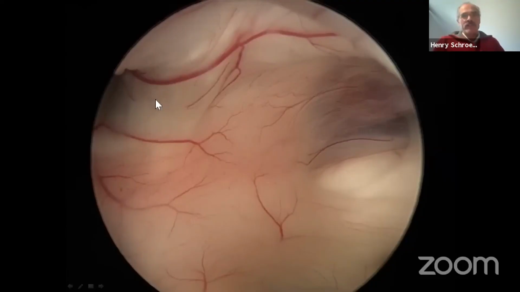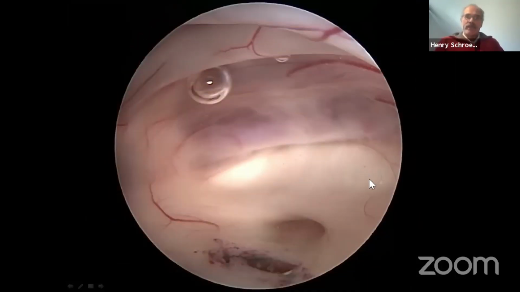contralateral fornix. This is the foramen of Monro on the contralateral side. And this structure here is the anterior commissure, and this is the ipsilateral fornix. So ipsilateral fornix, anterior commissure, lamina terminalis, chiasm. Again, endoscopic view, anterior direction, fornix, anterior commissure, lamina terminalis, A1, chiasm, infundibular recess, and ETV.